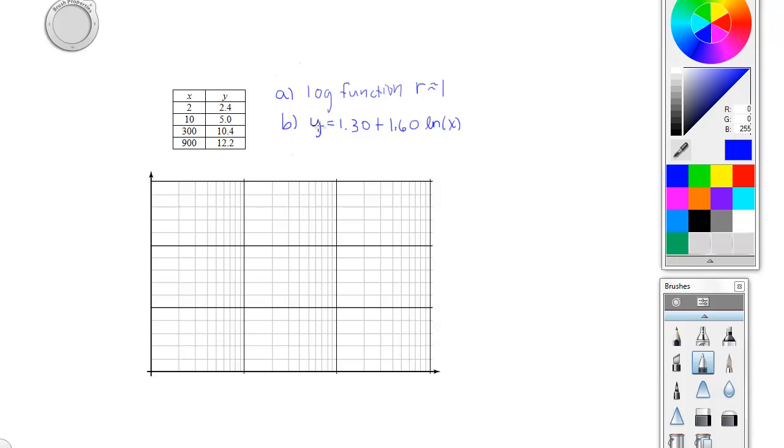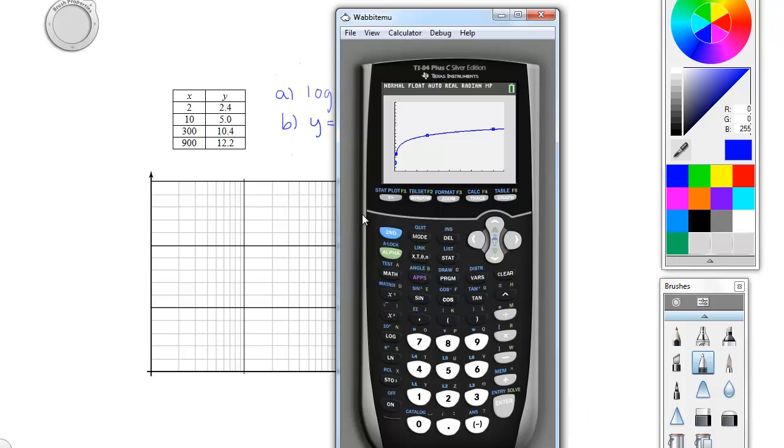B, the function of best fit with the values rounded to 2 decimal places is y equals 1.30 plus 1.6 times the natural log of x. That's coming from this information here. A is 1.3, so the A value fills in right here, and the B value of 1.6 goes right here, and then the function times natural log of x.